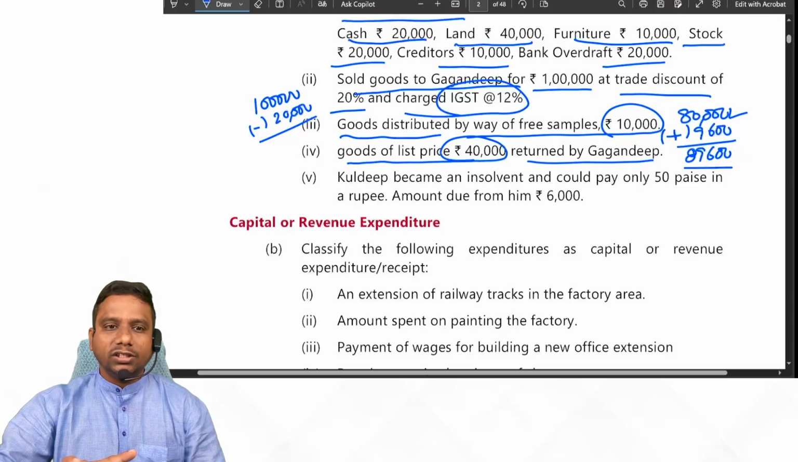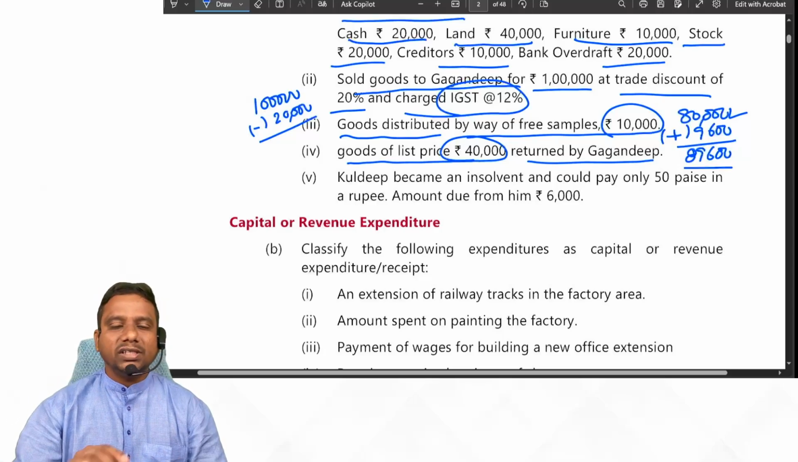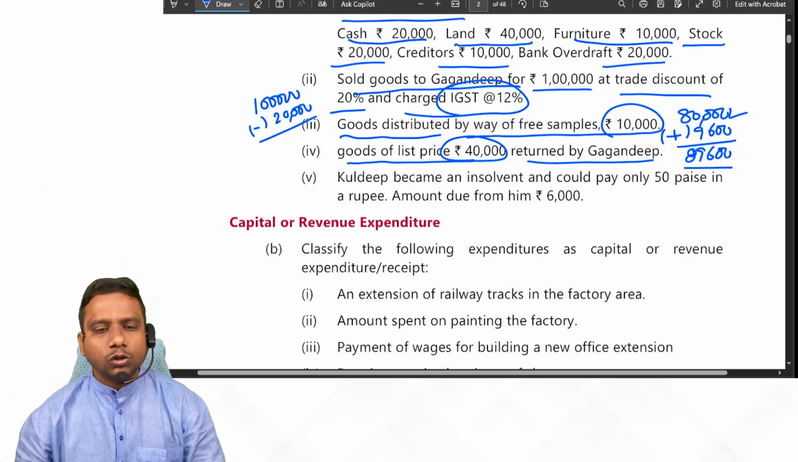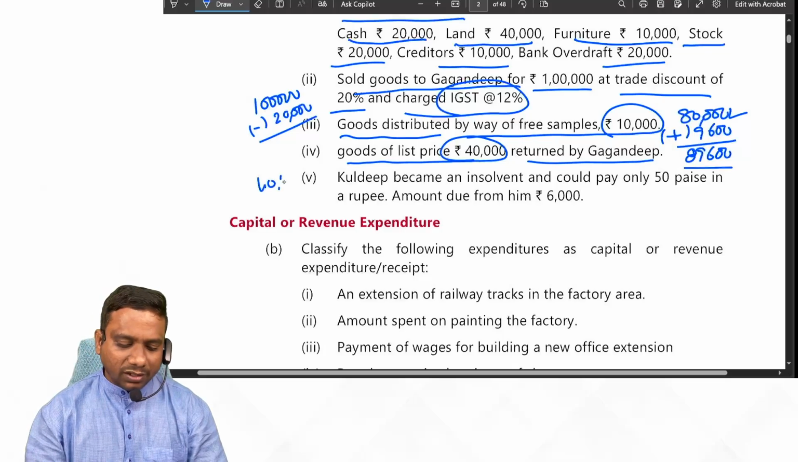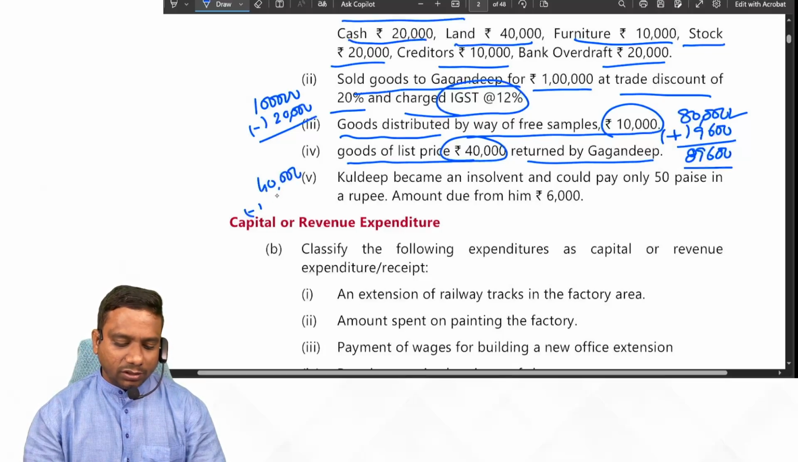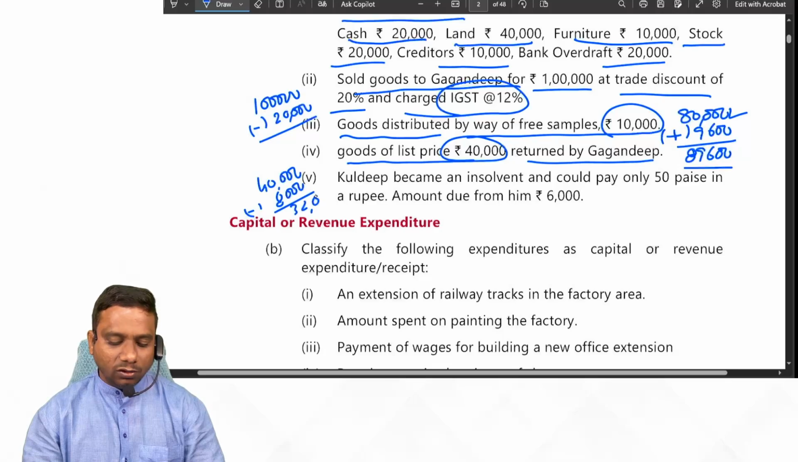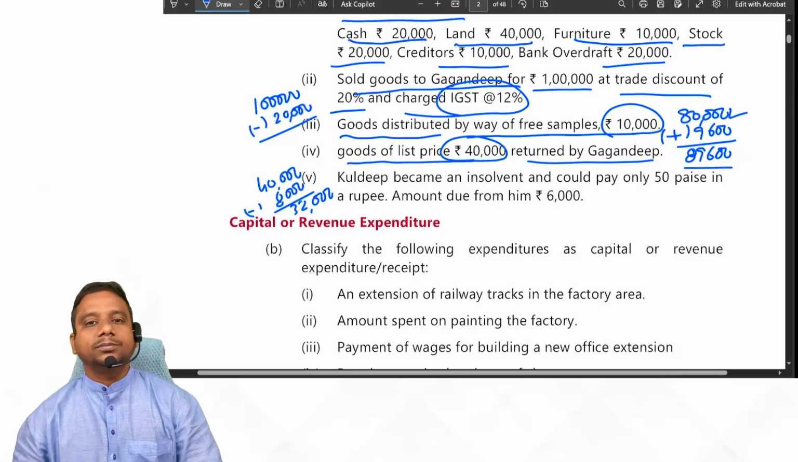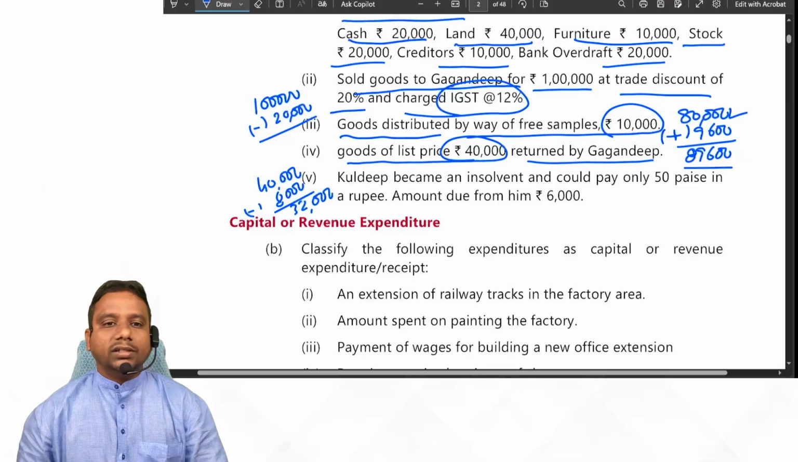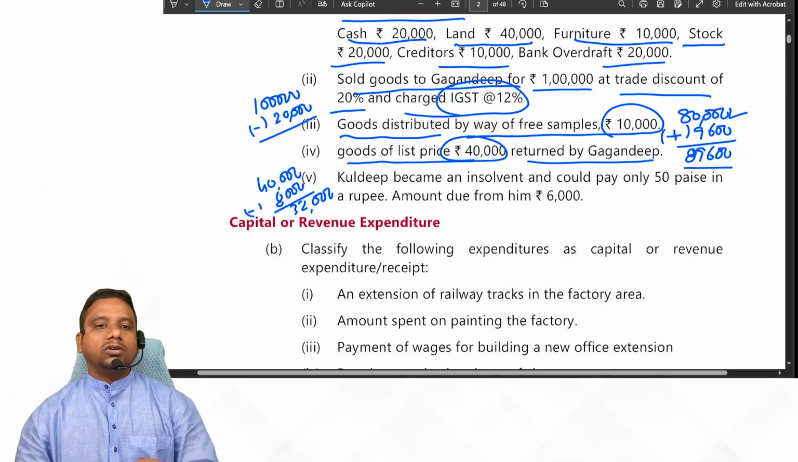Actually, list price 40,000 minus 20%. Earlier, how much trade discount we have given? 20%. So, 40,000 minus 20%, 8,000 rupees. So, we record the entry for 32,000. Sales returns account debit to Gagandeep account 32,000.